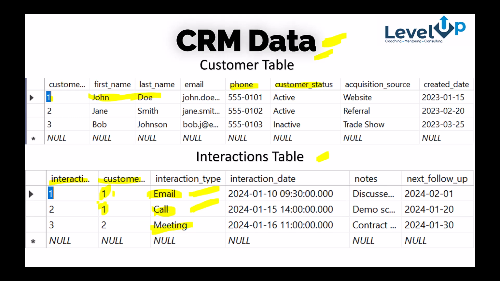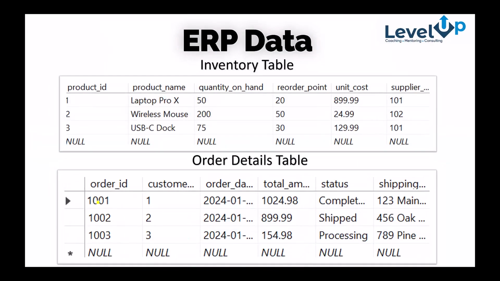Now let me go to the next slide. Now if you see this data, where am I getting it from? This data I'm getting from a source called ERP. In ERP also there are two tables, one is inventory table, one is order details table. In the inventory table, what I have is the product, how many quantity I have, who is the supplier, and here in order details, customer 1's order is completed, and the total amount is this. This is the data that is coming from ERP.